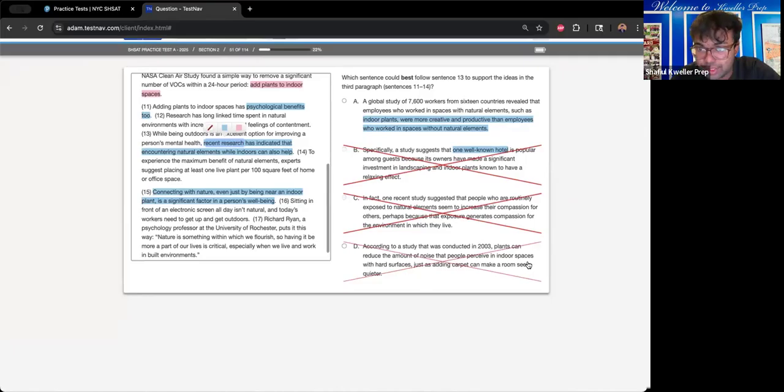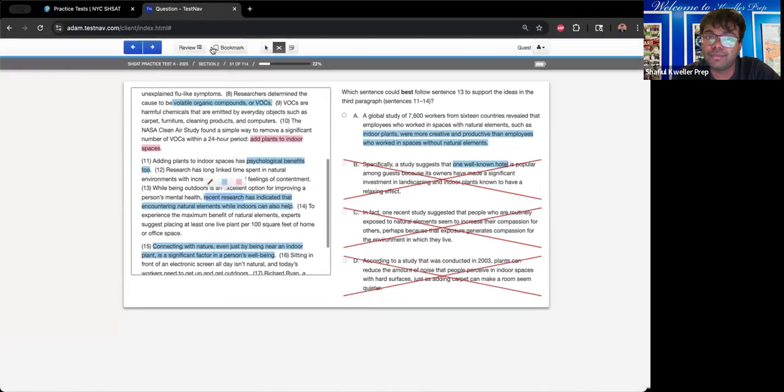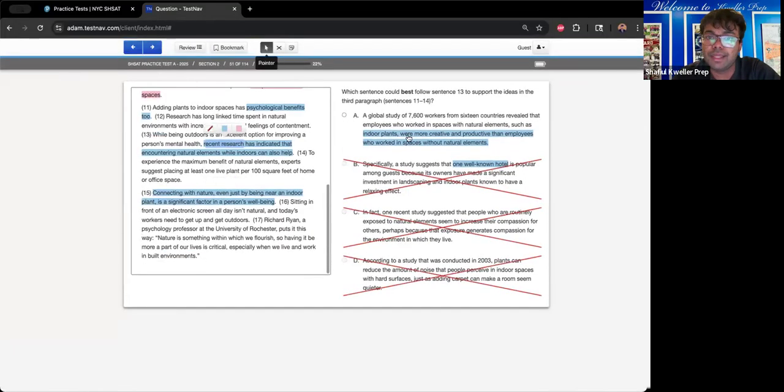Then D says, according to a study, plants can reduce the amount of noise, and it doesn't even talk about that. It talks about the physical and psychological benefits for humans. So it should just be A.